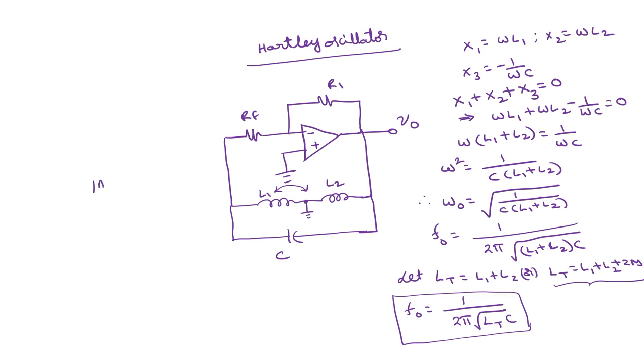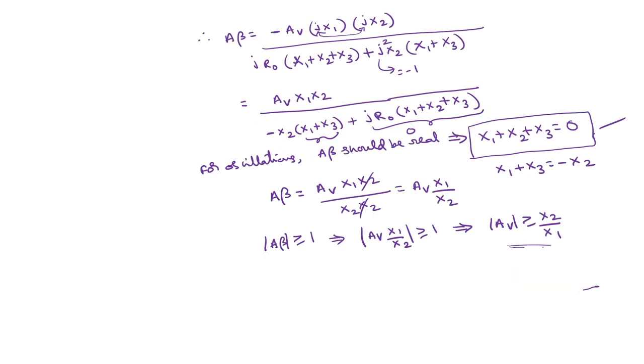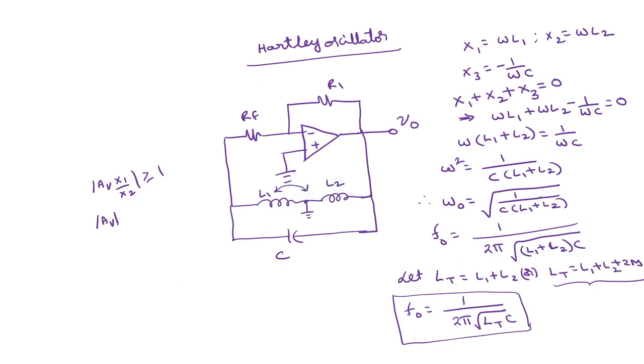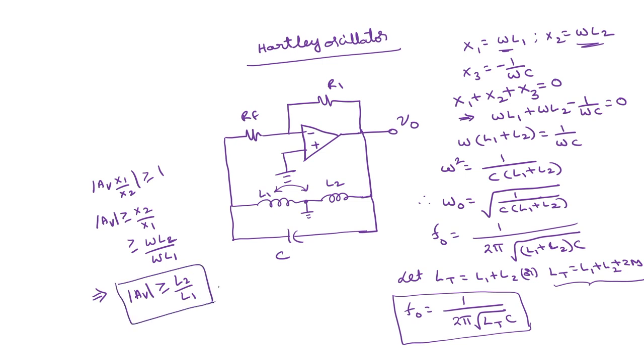And what is the another condition? Modulus of AV into X1 by X2 should be greater than or equal to 1, or modulus of AV should be greater than or equal to X2 by X1. So this is greater than or equal to, X2 is omega L2, X1 is omega L1, omega omega get cancelled. So modulus of AV should be greater than or equal to L2 by L1. So with this condition, we will get the frequency of oscillations as 1 by 2 pi, the resultant inductance times the capacitance. So here are the two types of LC oscillators.